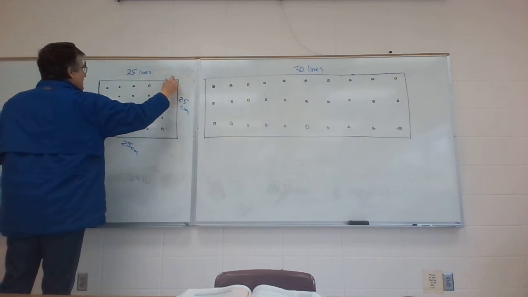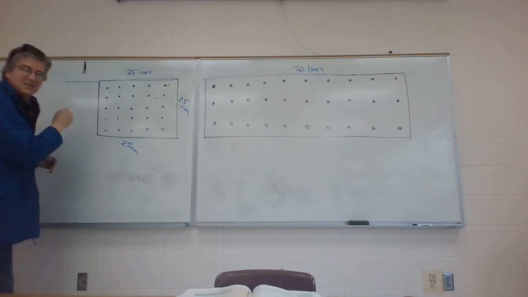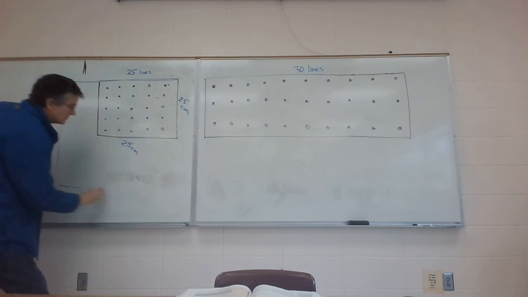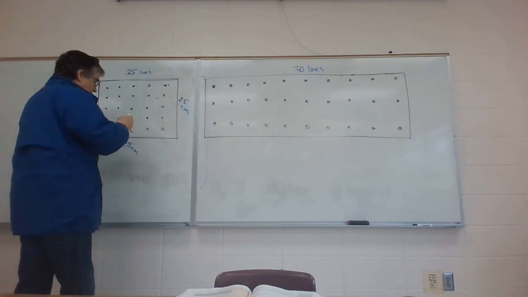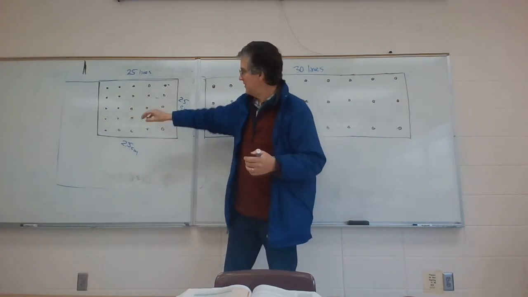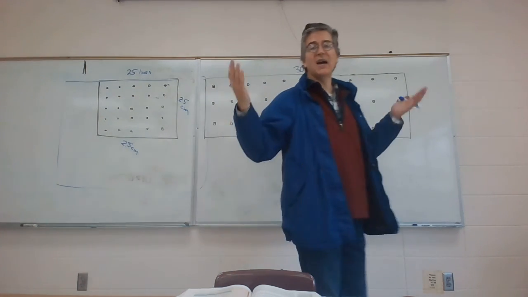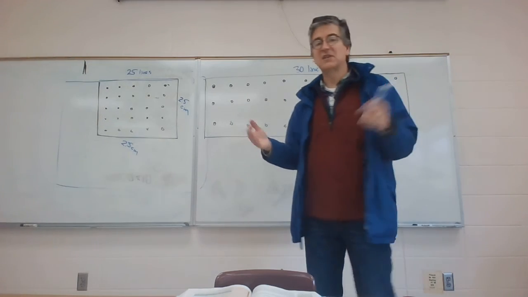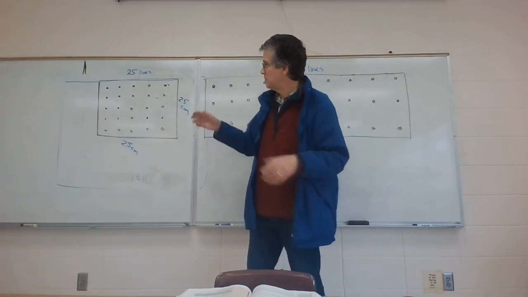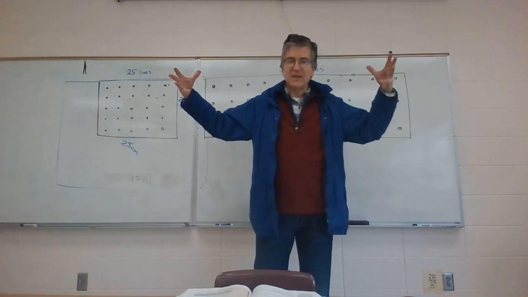If I run this out, if I were to take all these same 25 lines and spread them out over that big square, obviously I have a lesser flux density. So stretching them out would cause me to have a lower density.